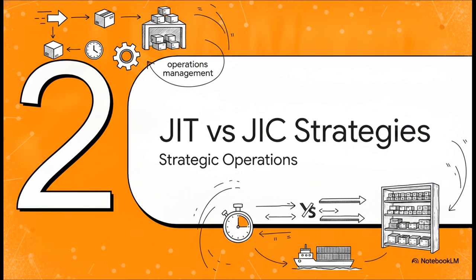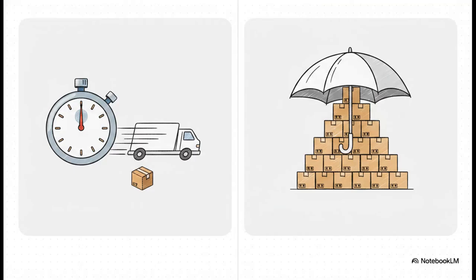Moving to Section 2, JIT versus JIC strategies. Now, this perfectly illustrates a classic strategic trade-off. It comes down to this: do you prioritize lean efficiency, or do you want safety and security? Just-in-time, or JIT, is a super lean production approach. It's kind of like a race against the clock, right? You're constantly minimizing your inventory to slash holding costs and avoid the risk of unsold waste, but, and this is a big but, it relies completely on your goods arriving exactly when you need them.